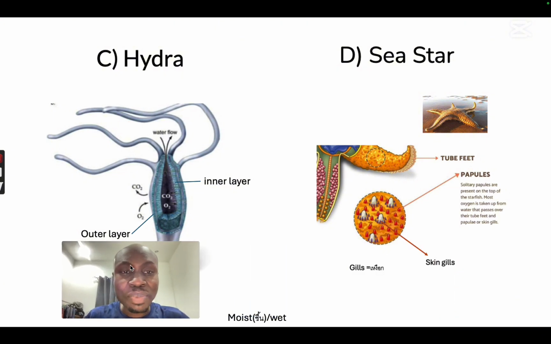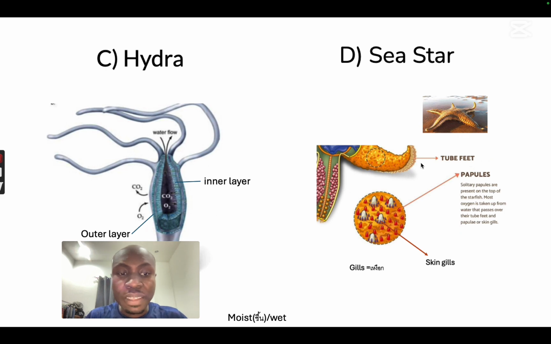The next example is sea stars. How do they exchange gas? How do they get oxygen and give out carbon dioxide? They can do it in three ways. First, they can use their tube feet. They have many legs or feet that can exchange gas when they are in the water. Oxygen from the water will move into the tube feet and carbon dioxide will move out.